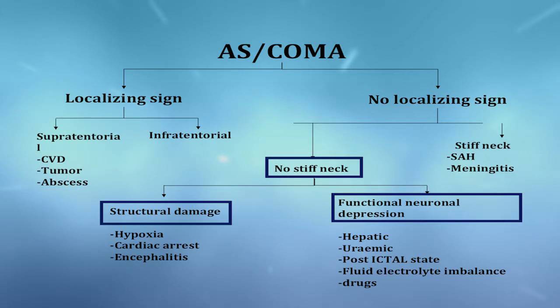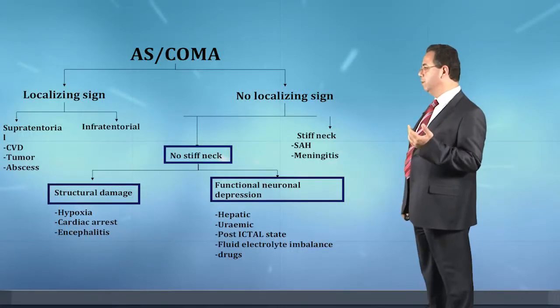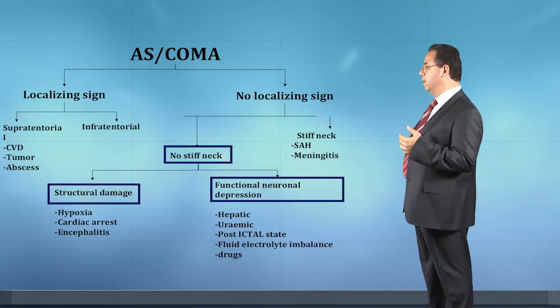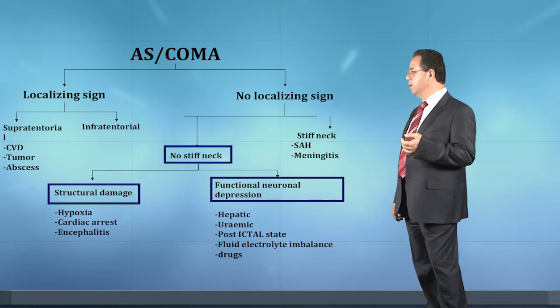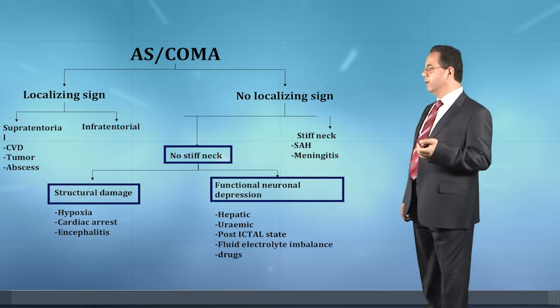So basically, after you evaluate a comatose patient, if you have a localizing sign, it's either infratentorial or supratentorial, and the possible etiology is either a stroke or a hemorrhage or tumor or abscess. If there's no lateralizing sign or localizing sign, you check the neck. If there's any neck stiffness, we could be dealing with a subarachnoid hemorrhage or with meningitis. If the neck is supple, then you are dealing with a diffuse process, either functional, metabolic, or medical, leading to functional neuronal depression, such as hepatic dysfunction, uremia, drugs and electrolyte abnormality, or it could be structural damage, such as brain hypoxia, cardiac arrest, and encephalitis.